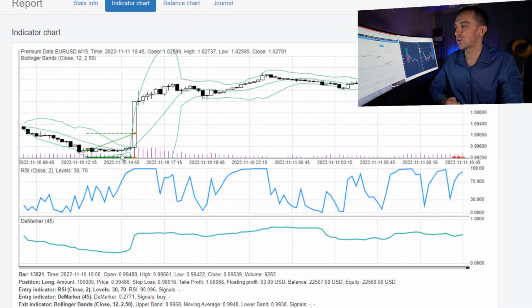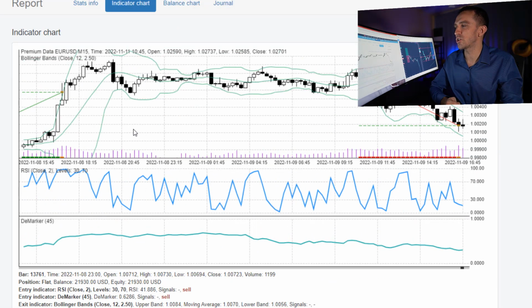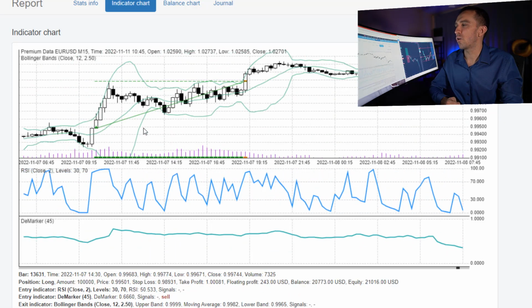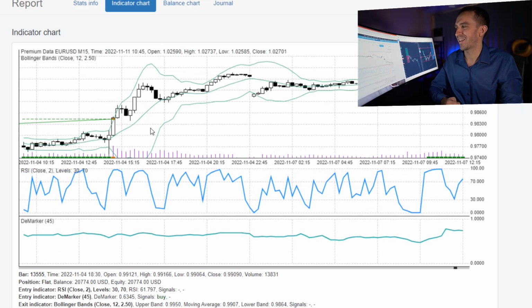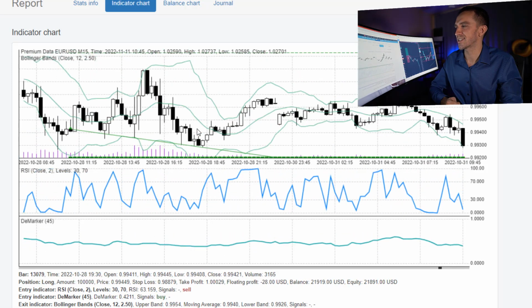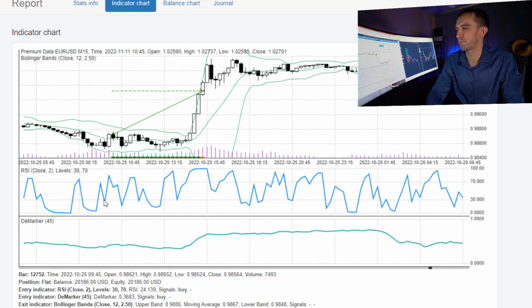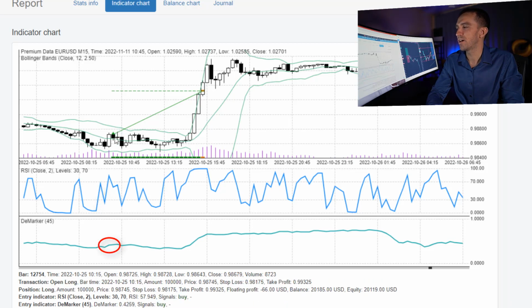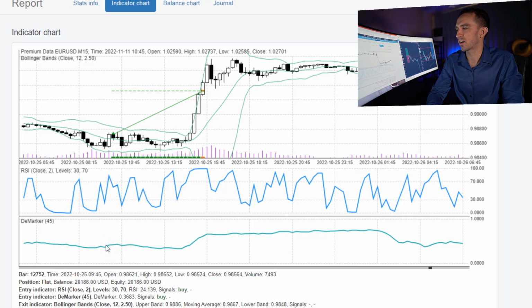However, the condition to exit a long trade is that we should see the bar opening below the lower band after opening above it. Let me show you such an example. Here we have a great example. You can see that the RSI crosses the level line upward. We have the confirmation from the DeMarker at that point, and then the take profit was hit.